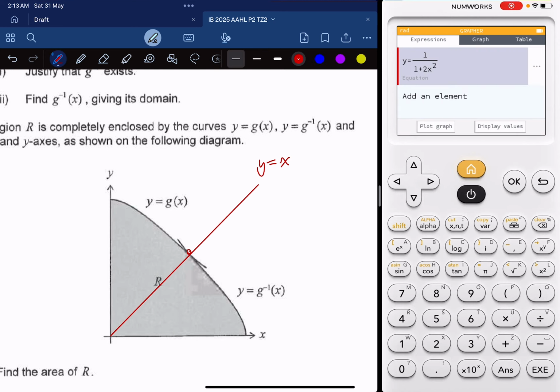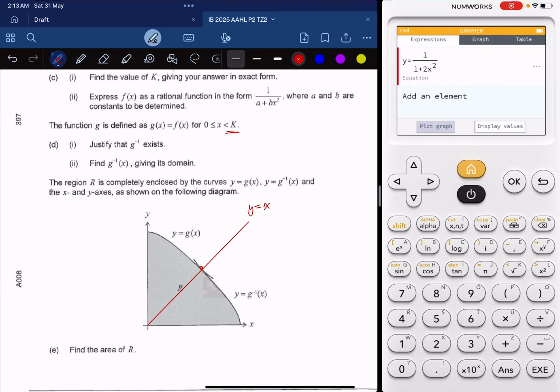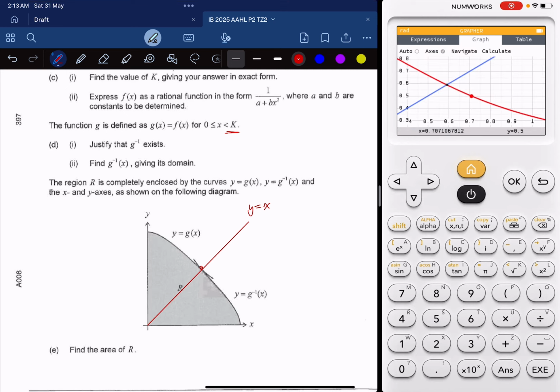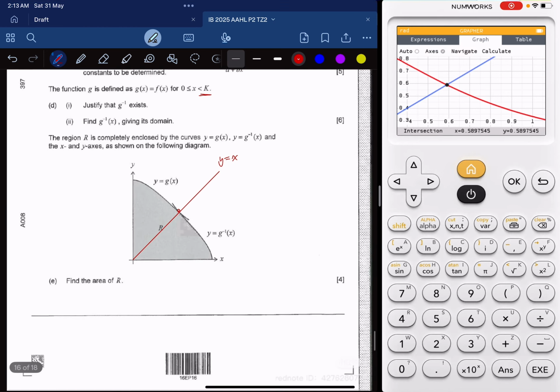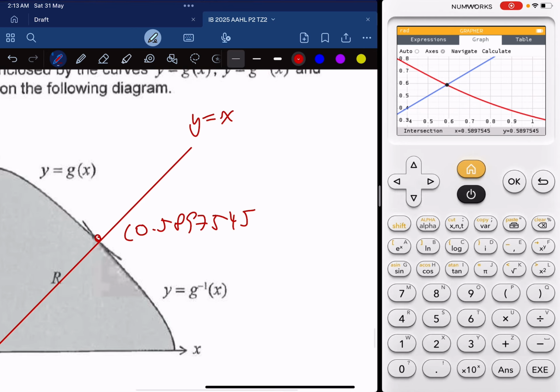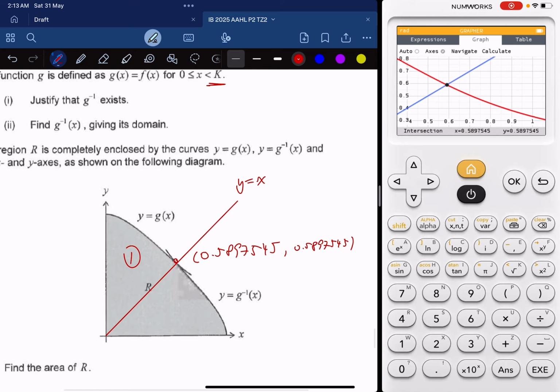So let's try to find this intersection first. Okay, so we go to the graph originally here and plot y equals x and then look for the intersection. Okay, so the intersection is 0.5897545 for both of them. Okay, so let's try to find this particular area.